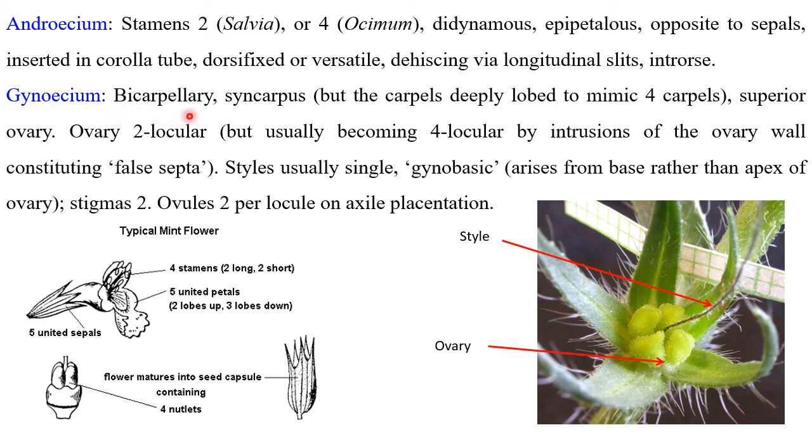Ovary is bicarpellary, syncarpous, but the carpels are deeply lobed to mimic 4 carpels. In this figure you will see this is 1st, this is 2nd, this is 3rd, and this is 4th. You can easily see them. It is superior. Ovary is two locular, means bilocular.